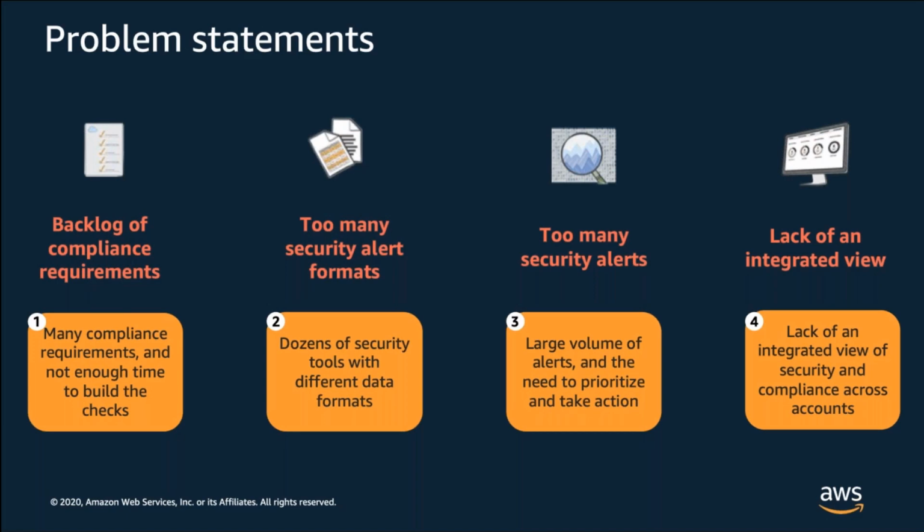So before I get started, I'd like to talk a little bit about why we built AWS Security Hub. There are really 4 problems that we addressed. The first problem statement was that many customers that are adopting AWS have various internal or external security and governance requirements, and we really wanted to make it easier for them to meet these requirements.